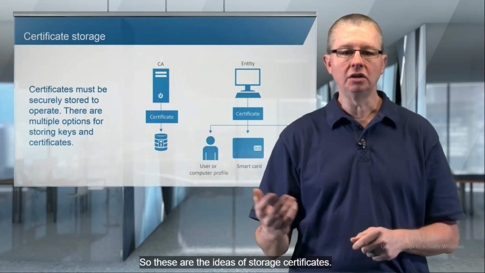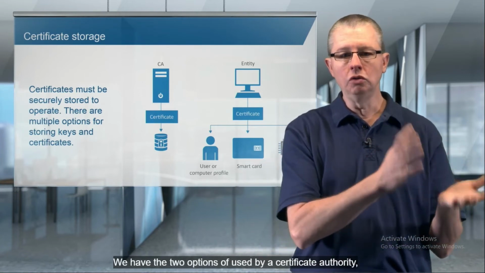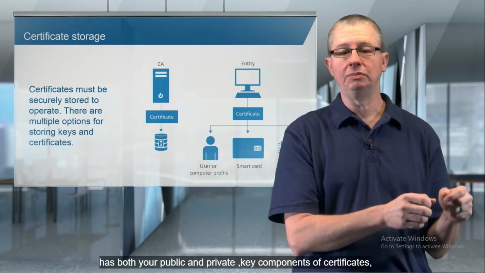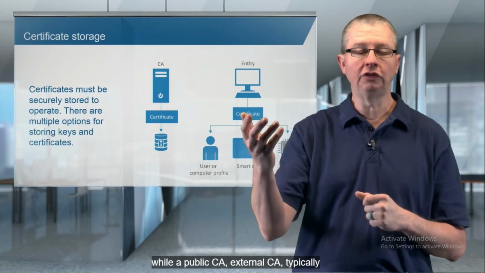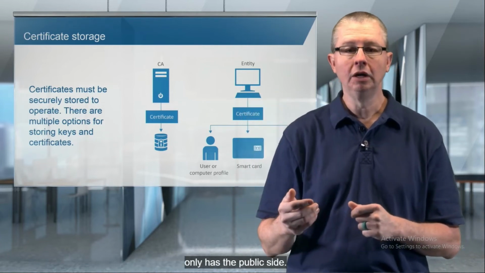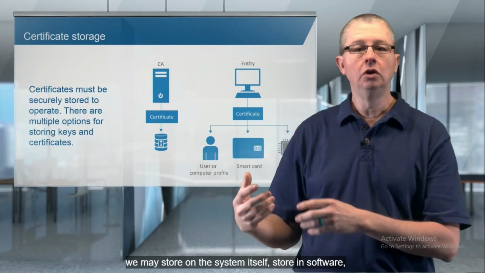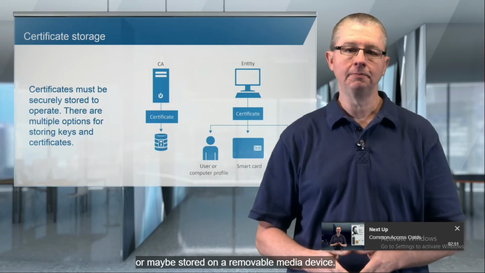So these are the ideas of storing certificates. We have the two options used by a certificate authority. An internal CA, again, likely has both your public and private key components of certificates, while a public CA, an external CA, typically only has the public side. And then from an end user perspective, we may store it on the system itself, store it in software, or maybe store it on a removable media device.